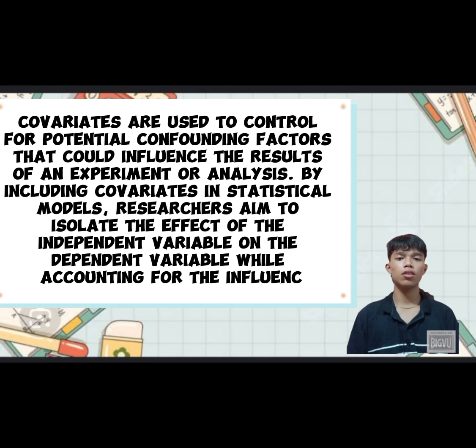Covariates are used to control for potential confounding factors that could influence the result of an experiment or analysis. By including covariates in the statistical models, researchers aim to isolate the effect of the independent variable on the dependent variable, while accounting for the influence of other variables.